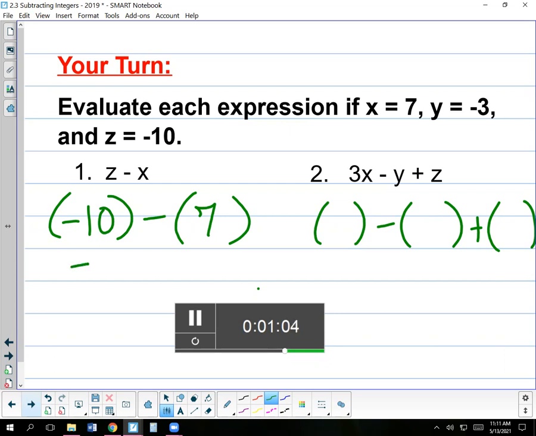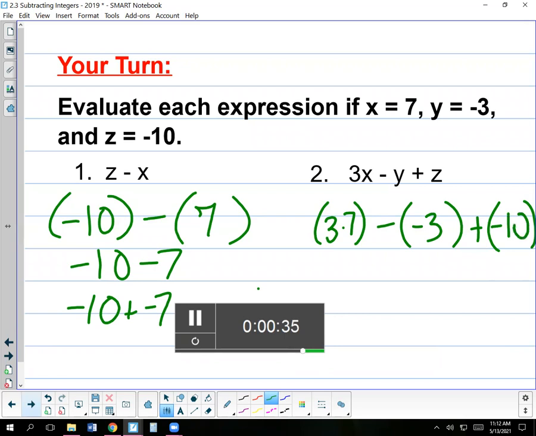Let's pretend I don't have the parentheses now that I paid attention to the negatives. So now I have -10 minus 7. What do I have? I have 10 negatives and 7 negatives. Do you see why that works? The same here. I have 3 times 7, -3, -10. I'd have 21. This would change to a plus 3, and then I have plus a negative 10.